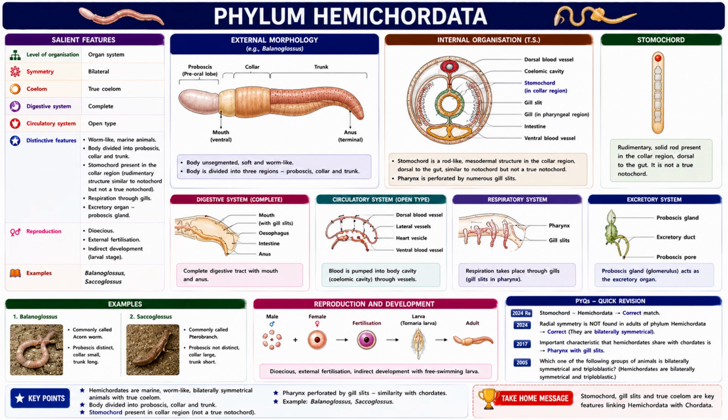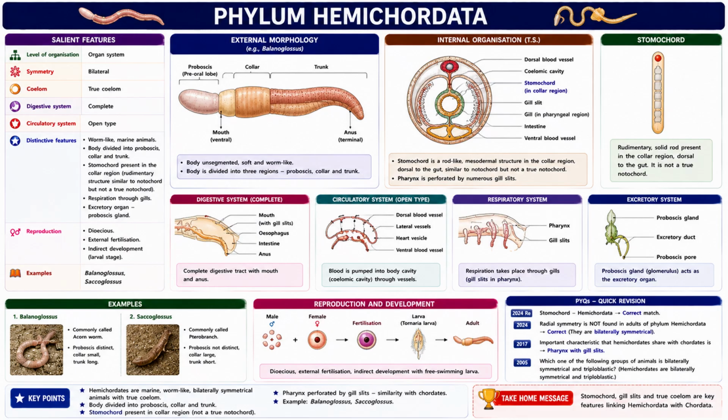Moving on, phylum Hemichordata. Let's see. The salient features of the Hemichordata are organ system level of organization, bilateral symmetry, true coelom is present, digestive system is complete, circulatory system is open type. Distinctive features: worm-like marine animals, body divided into proboscis, collar and trunk, stomochord present in the collar region, a rudimentary structure similar to notochord but not a true notochord, that is called stomochord, hence it is called Hemichordata. They are not chordates basically.